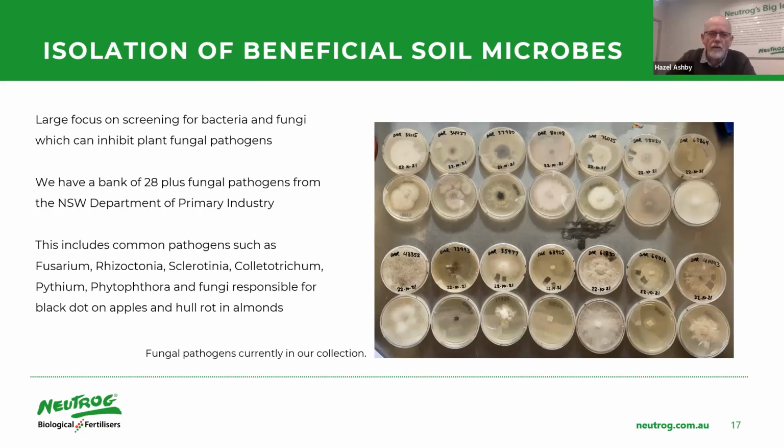And some of them are really common pathogens that people would have known about, things like Pythium and Phytophthora. I should point out Pythium and Phytophthora are not truly fungi, they're oomycetes. And then some that people may not be as familiar with, things like Fusarium or Rhizoctonia, which are really problems for vegetable growers and people that are growing cereals and that type of thing. We're currently doing a couple of projects specifically looking at black dot in apples and also hull rot in almonds.